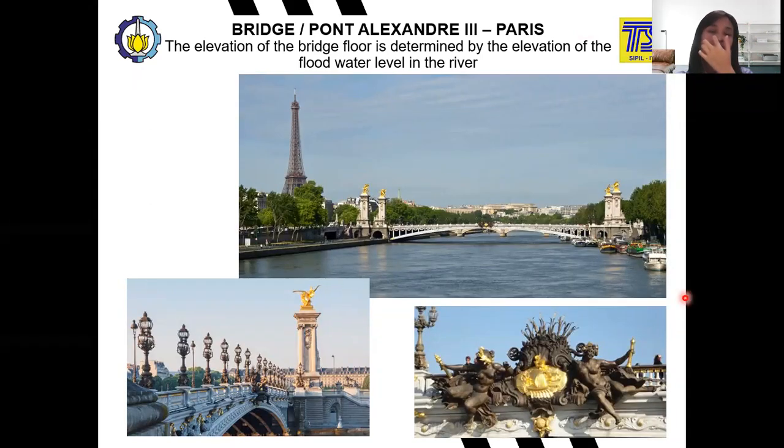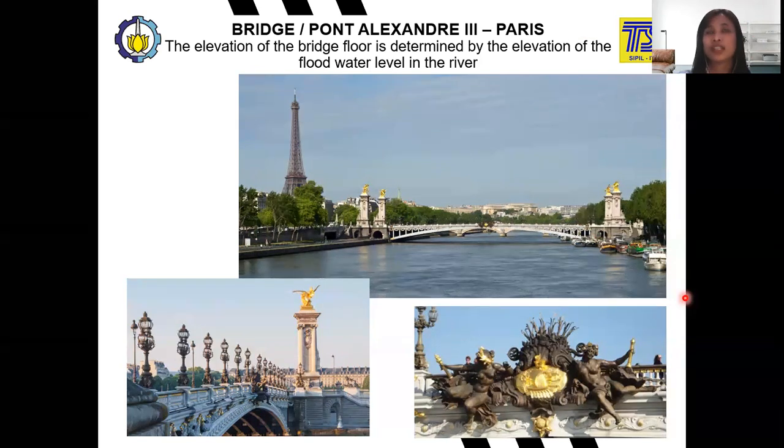The next example is the bridge as a crossing structure. So the example of crossing structures is one of them is bridge. This is the example of the bridge in Pont Alexandre III in Paris. We use hydrology in the bridge, not for the bridge itself, because for the bridge itself most of the knowledge that we use is from the structures, right? Not from the hydrological side, but we use our hydrology knowledge in determining the elevation of the flood water level in the river. So as you can see here, the bridge is crossing the river.